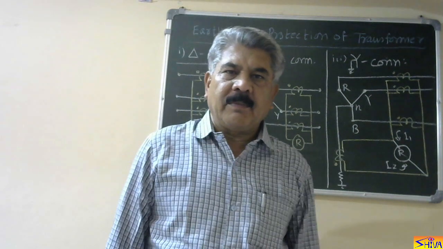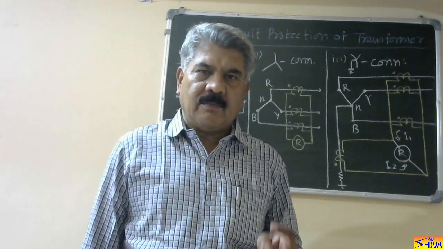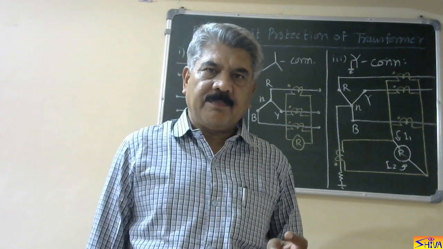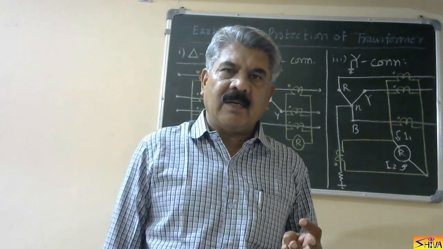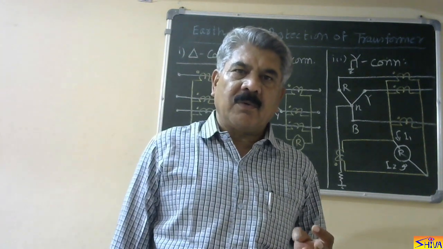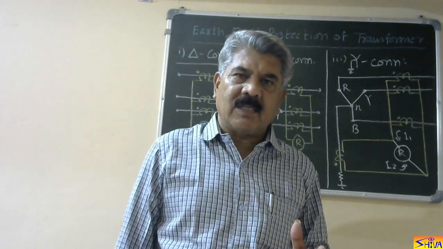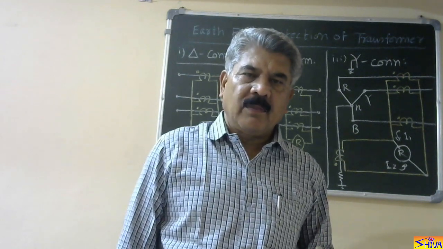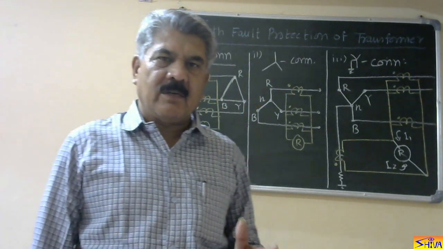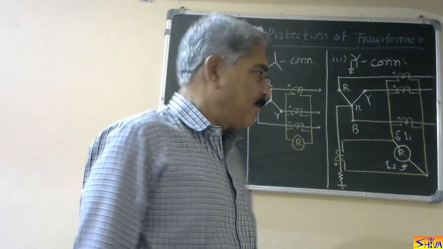Now in the transformer we can have three types of connections. One, delta connection. Second, star connection with floating neutral, and third, star connection with neutral grounded either through some resistance or Peterson coil or solidly grounded. So I will discuss the protection for all these three types of connections.